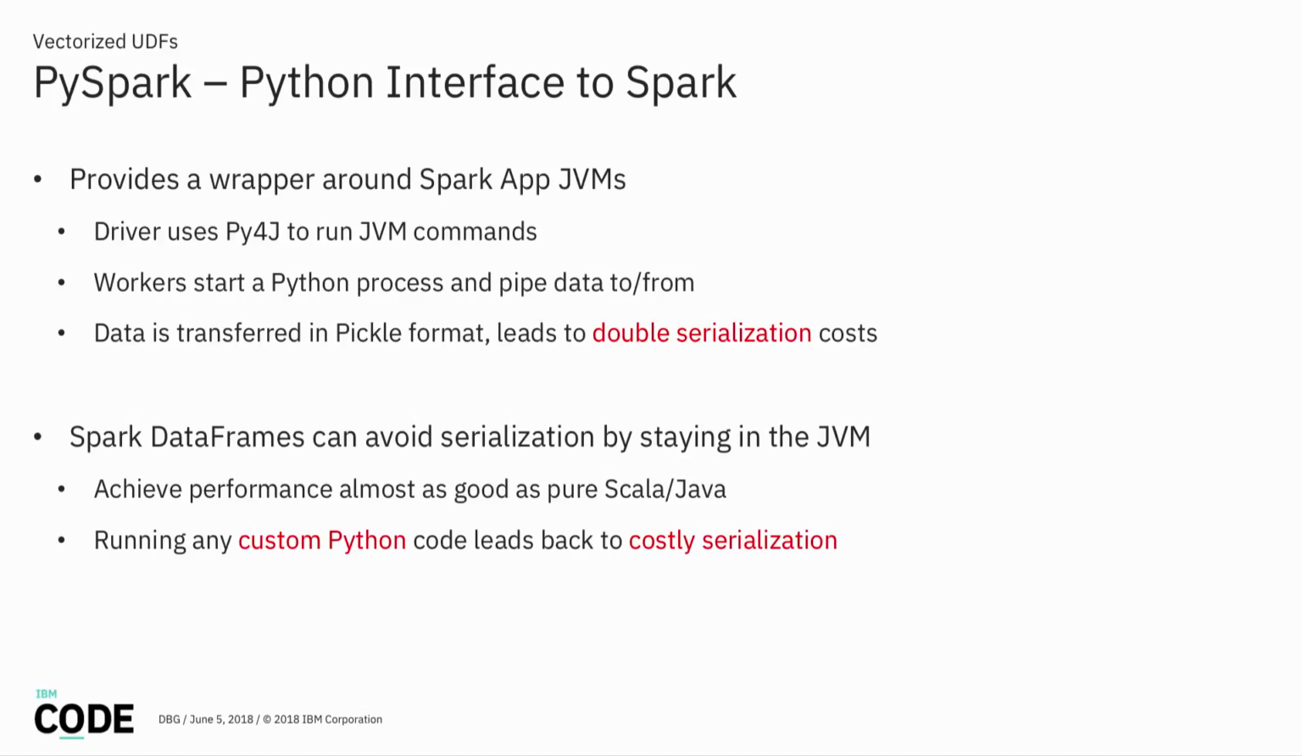So Spark introduced the DataFrame API, and the good thing about this is you can actually avoid these serialization issues and completely run your application in the JVM. And this lets you achieve performance that's almost as good as using pure Scala or Java. But the problem is if you end up running any kind of custom Python code, you wind up going back to these costly serialization problems.